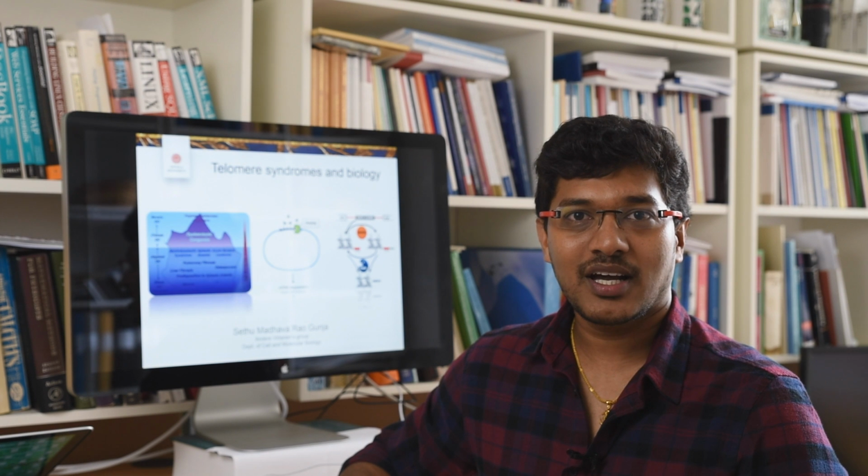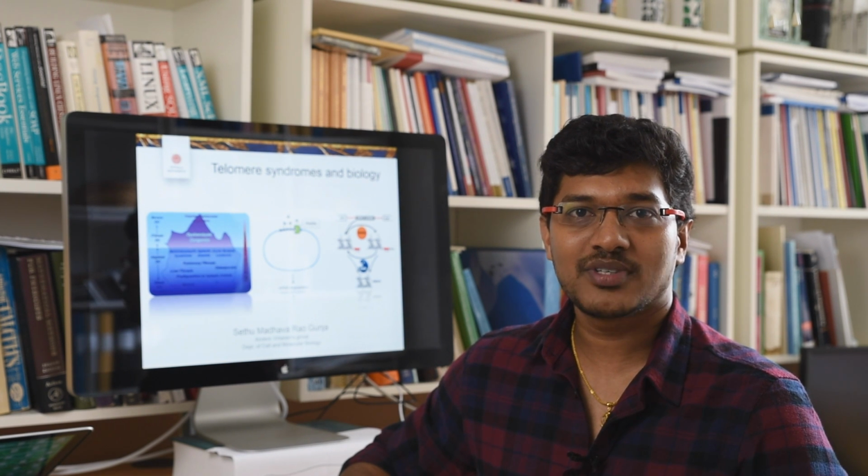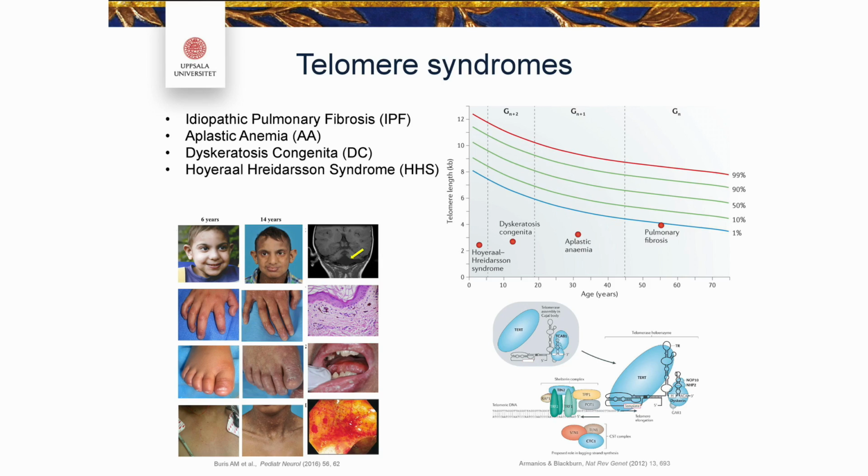Now I'm going to talk about the current research of our lab, telomere syndromes and biology. Telomere syndromes are a spectrum of inherited human developmental and degenerative disorders with telomere dysfunction. This includes idiopathic pulmonary fibrosis, which is an adult lung disorder. Aplastic anemia is a bone marrow failure syndrome. Dyskeratosis congenita (DC) is a severe form of aplastic anemia. Hoyeraal-Hreidarsson syndrome (HHS) is a severe form of dyskeratosis congenita.